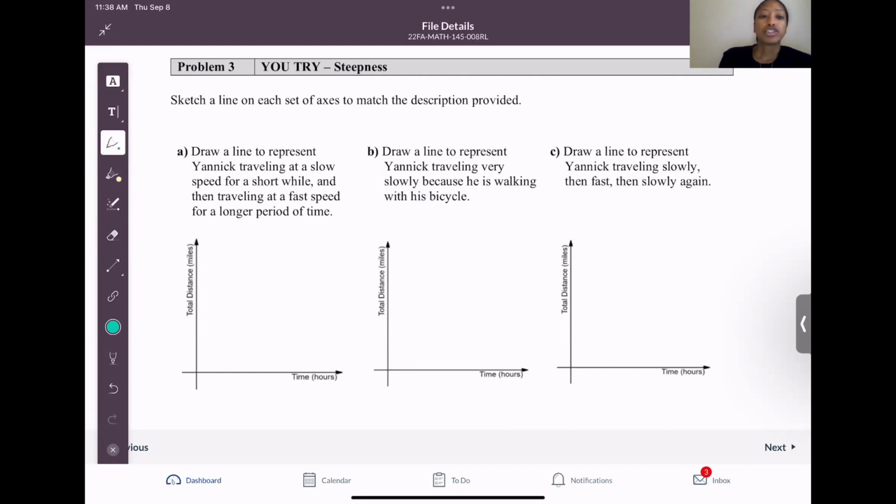Part B says, draw a line to represent Yannick traveling very slowly because he's walking with his bicycle. So if he's traveling slowly, what would the steepness of the line be? And then part C, draw a line representing Yannick traveling very fast. So I gave you guys a minute to think about this one. And draw your little graph.